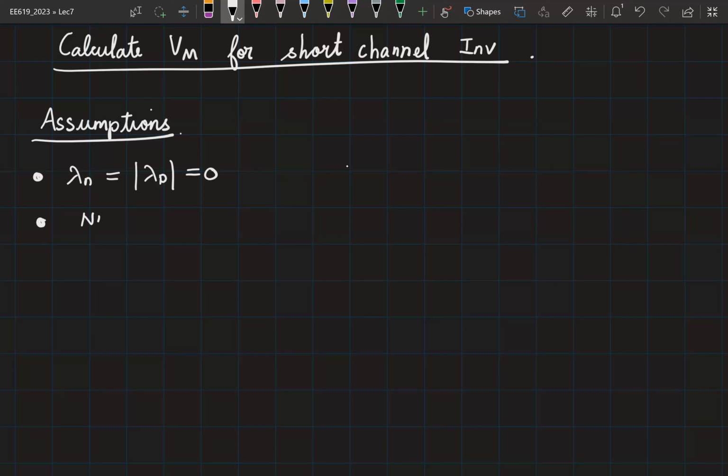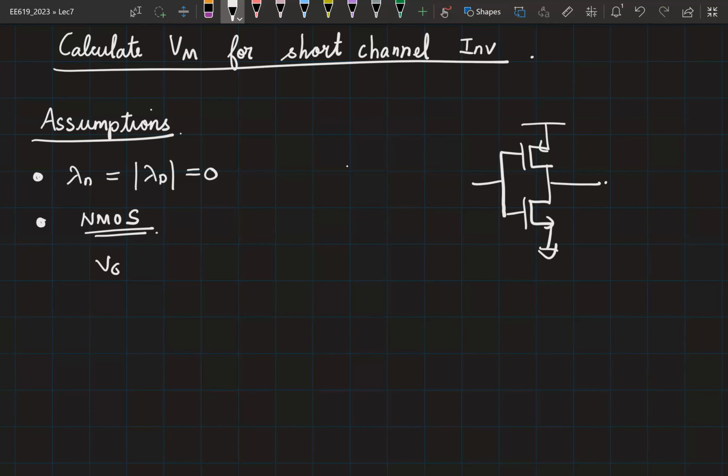Next, can you tell me what the region of operation of the NMOS would be? Which saturation? Velocity saturation, right? So we have to look at the minimum value of 3 quantities: VGS minus VTN, VDS, and VD Saturn. What is VGS minus VTN? It's the midpoint voltage.